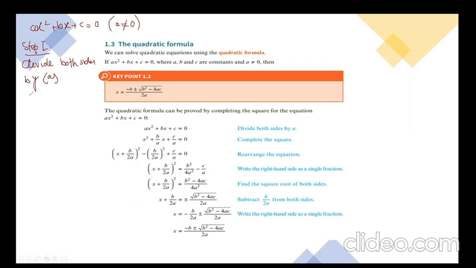So क्या हो जाएगा मेरे पास ax square by a plus bx by a plus c by a, and 0 by a must be equals to 0. So this a and this a cancel out. So x square plus b by a x plus c by a equals 0.